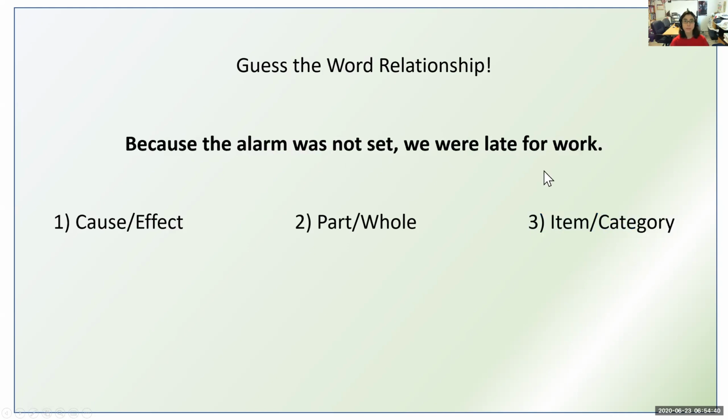All right, next one. Because the alarm was not set, we were late for work. So is this a cause effect, a part whole, or an item category? You can write the number 8 on your paper because this is the 8th word relationship, and then write down which word relationship you think that it is. And you can pause the video if needed.